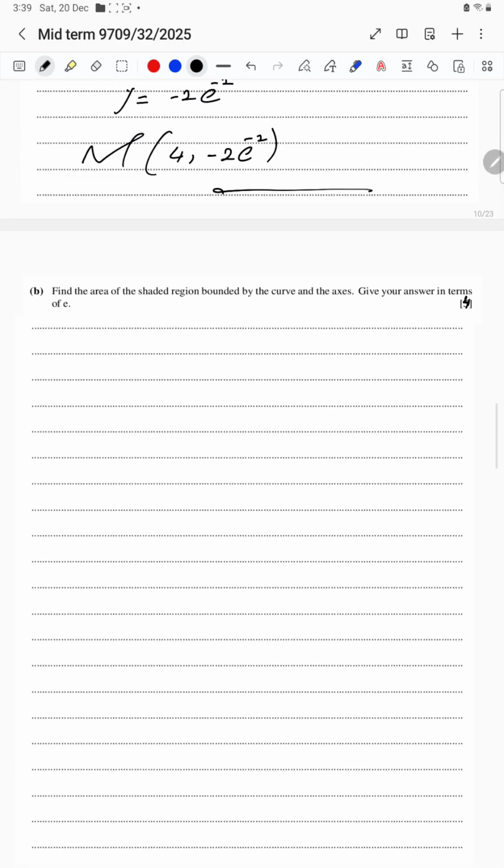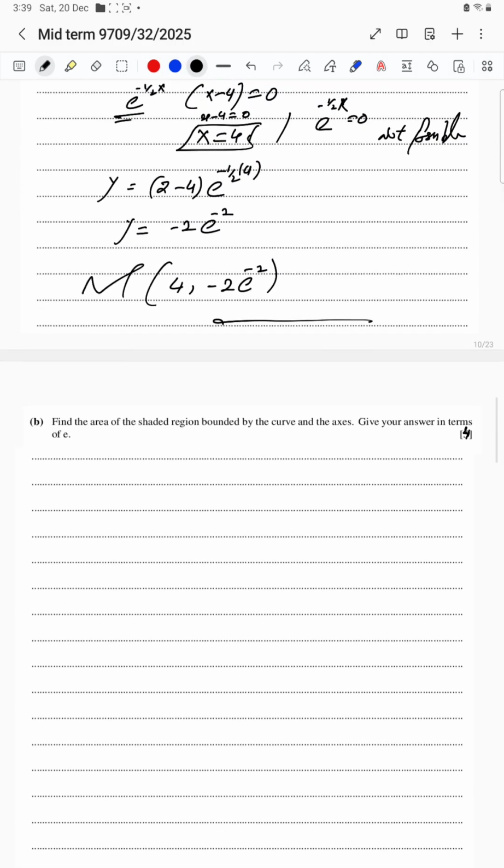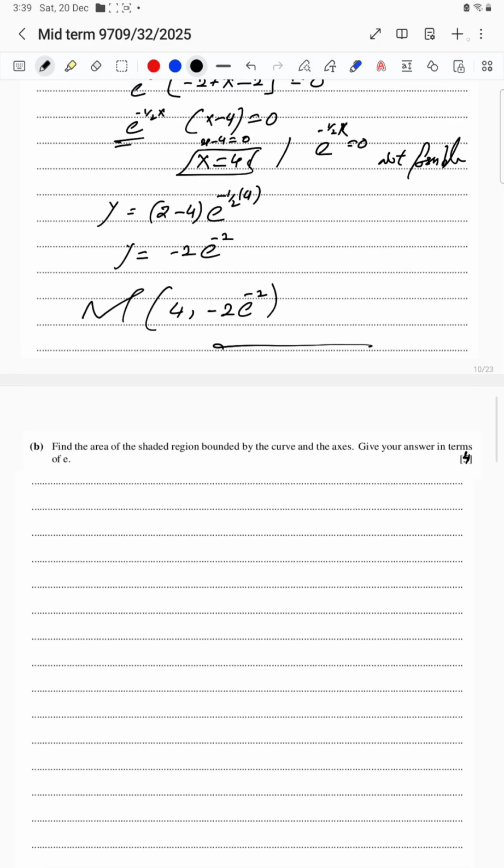Now find the area of the shaded region bounded by the curve and the axis and the x. For area we know the formula, that is, it is equal to integral from a to b of y dx. For that we need limits. So as the curve is y equal to 2 minus x e raised to power minus 1 by 2x.